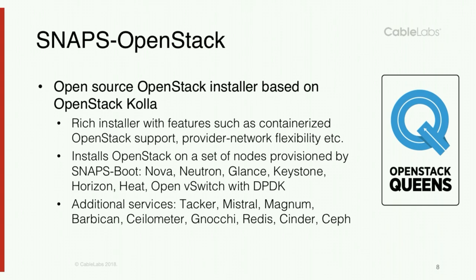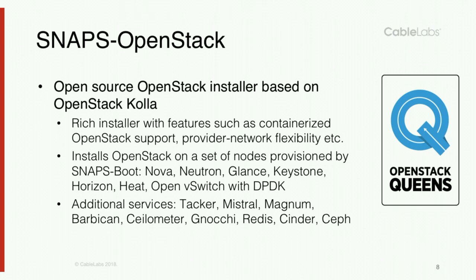Next is SNAPS-OpenStack. SNAPS-OpenStack provides a variety of benefits very similar to SNAPS-Kubernetes. It's an open source OpenStack installer based on OpenStack Kolla. It supports the OpenStack Queens release. Now OpenStack Kolla containerizes OpenStack, and it deploys the containerized version of OpenStack, which makes OpenStack as an application a lot lighter, a lot easier to manage its lifecycle, a lot easier to upgrade, etc. So from that standpoint, it's a very modern, sophisticated way to install OpenStack.